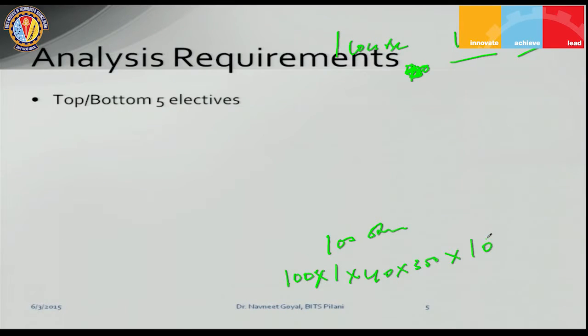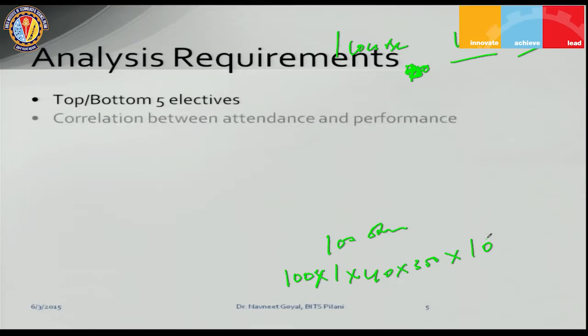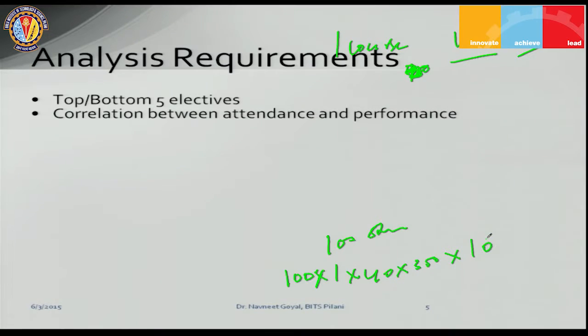Analysis requirement. I want to find out the top 5 or bottom 5 electives, so that if there is not much interest in these courses, I can think of dropping them. Another is the correlation between attendance and performance.